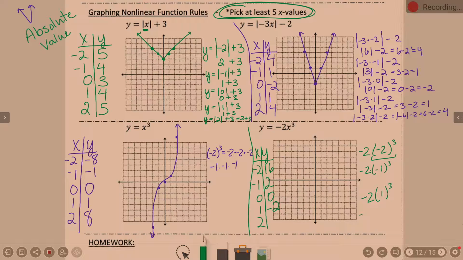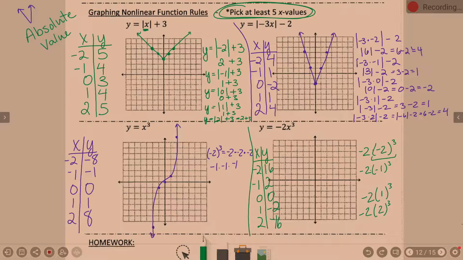And then put in 2. So negative 2 times 2 to the third. Oh, 2 to the third. What was 2 to the third? 8. 8 times negative 2? How about 16? Negative 16. That works. Okay, now I know it's hard to graph 16 here.